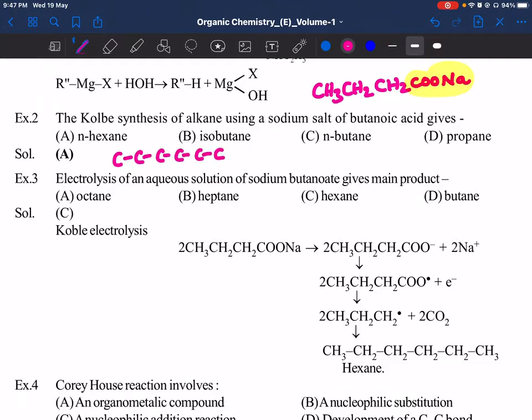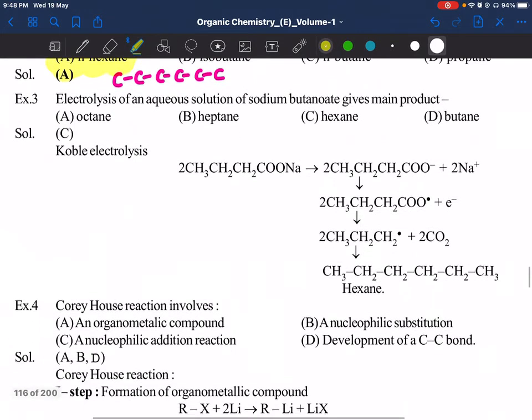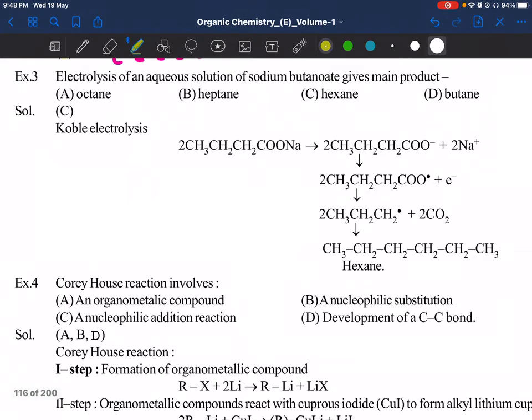See how we got this one. Once see that, okay, what is that? In the above reaction, Kolbe's electrolysis, if you see, you will get full clarity. Like that, the answer is n-hexane. Electrolysis of aqueous solution of sodium butanoate gives main product, just now we discussed, sodium butanoate gives main product hexane. The main product is hexane. How is it here?